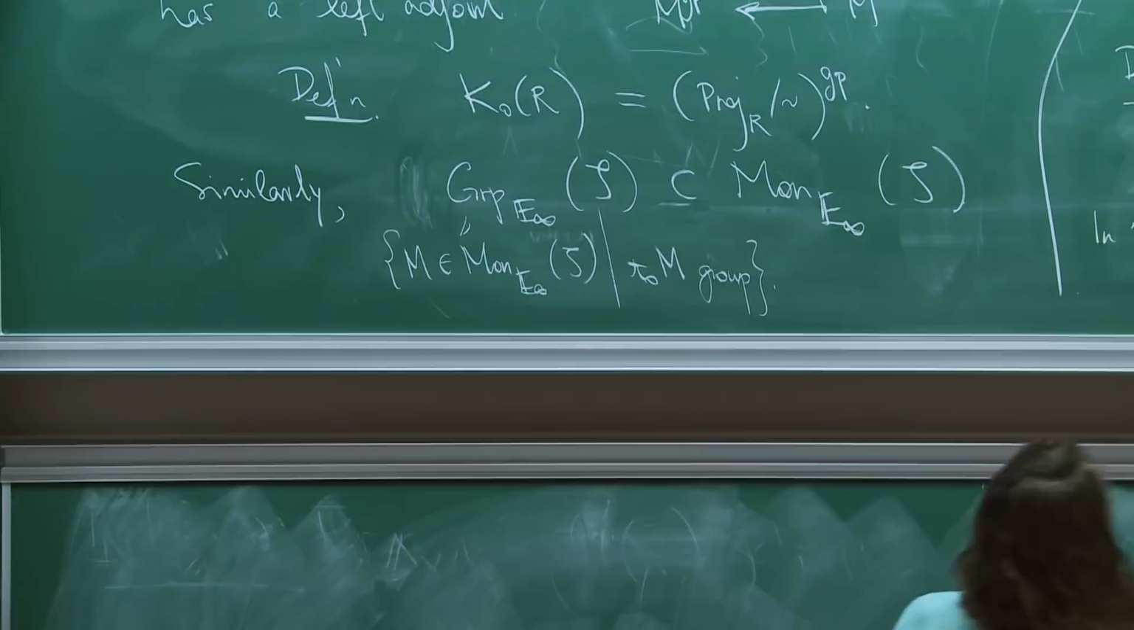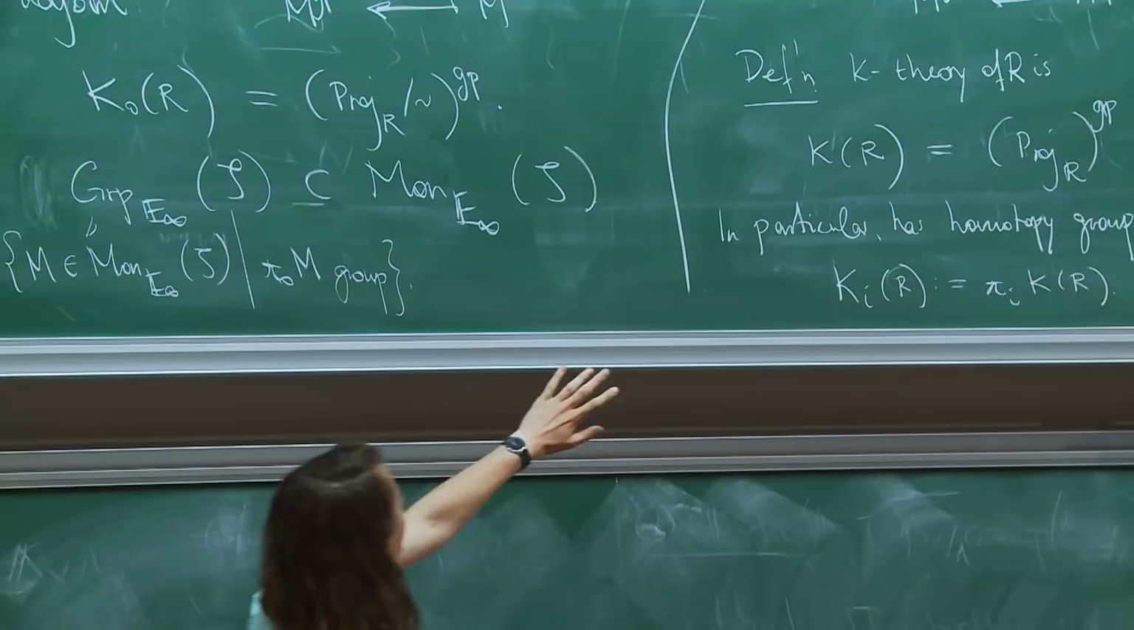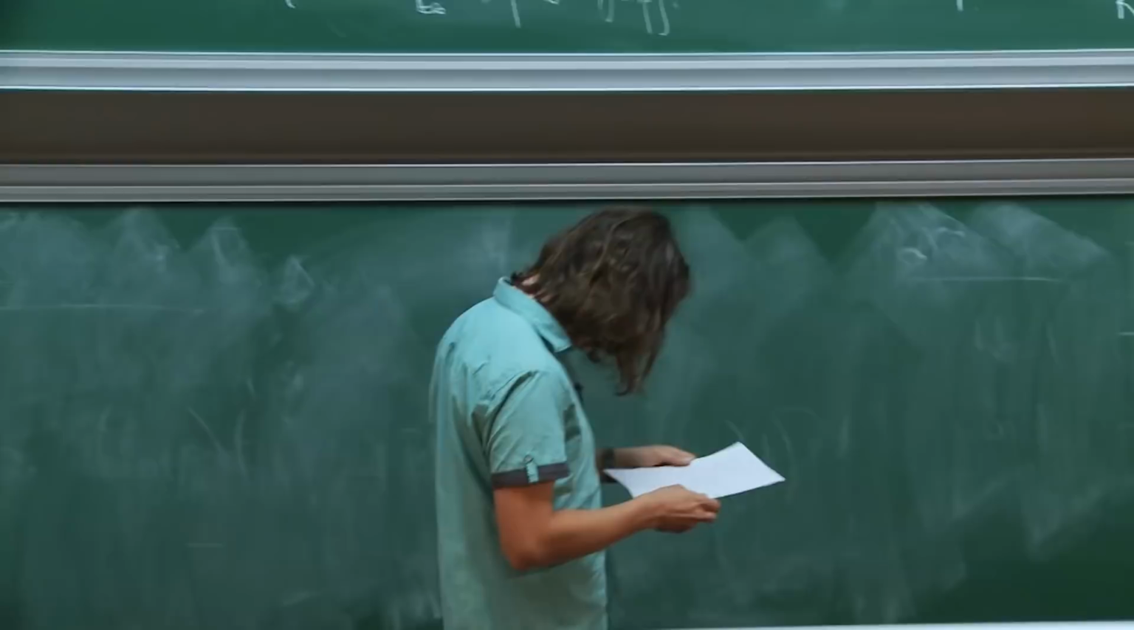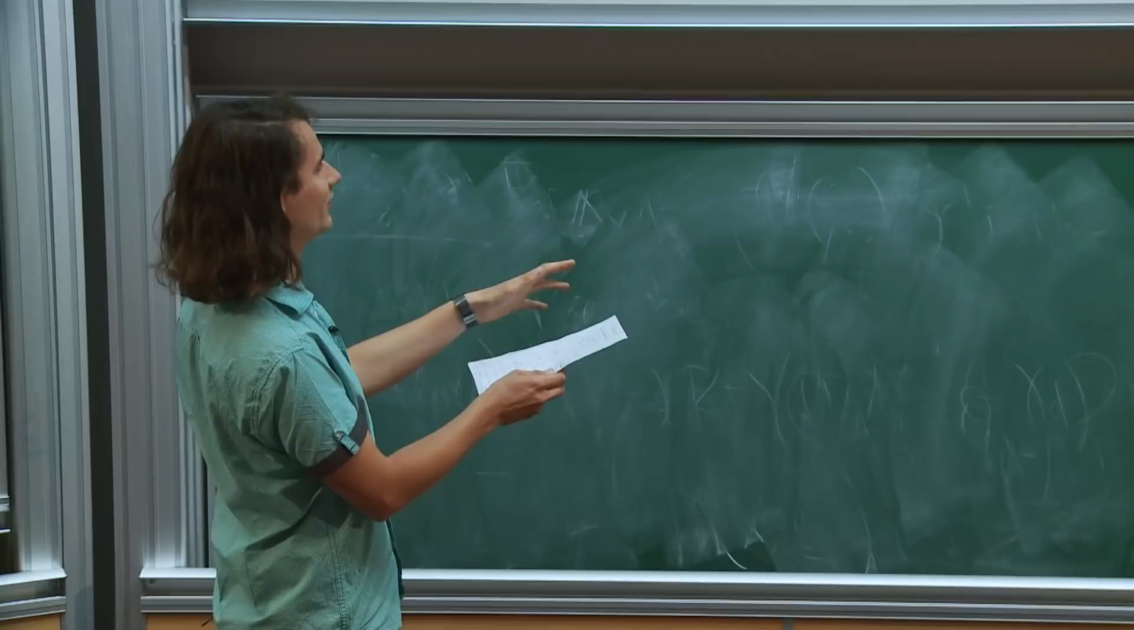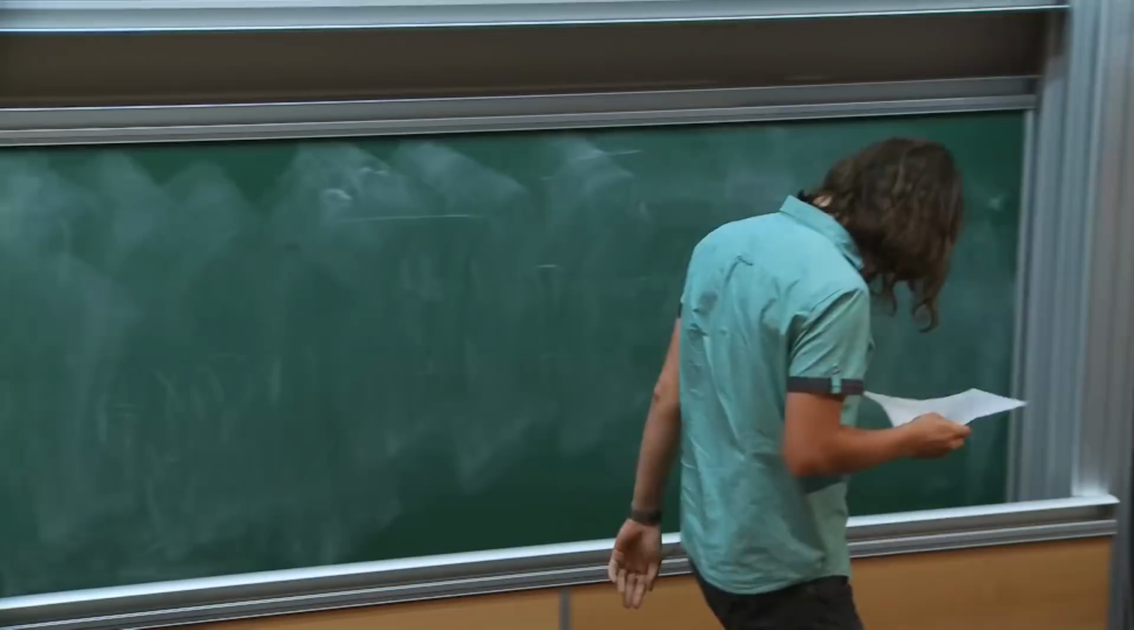I never really understood the plus construction or the Q construction, but I find this very intuitive, that this is the right thing to do. When I tell this to number theorists, they don't seem to know this. When I tell it to algebraic topologists, they tell me that, of course, this is a way to think about K-theory. Anyway, okay, so that's the algebraic K-theory of a ring.